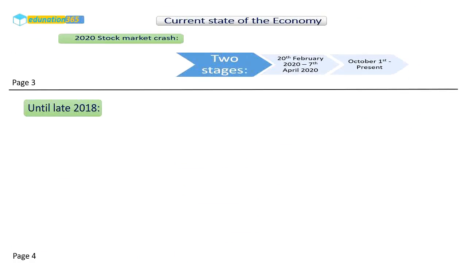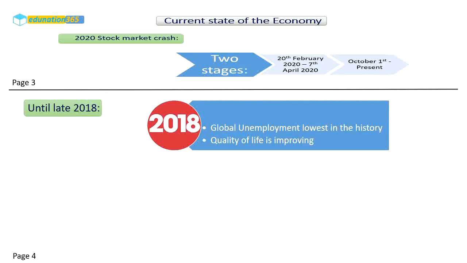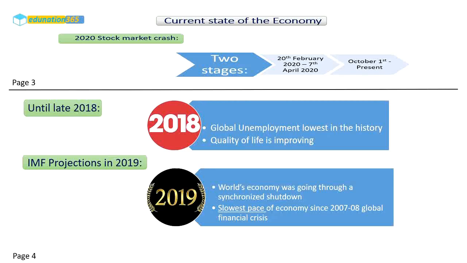Okay, that being said, before we try to understand the ramifications of this crash, let us visualize the scenario before the corona pandemic. Before COVID, global unemployment was at its lowest in history and quality of life was improving until late 2019. In fact, the International Monetary Fund (IMF) in 2019 predicted that the world's economy was going through a synchronized slowdown, and that the economy was on its slowest pace since the 2007-8 global financial crisis.